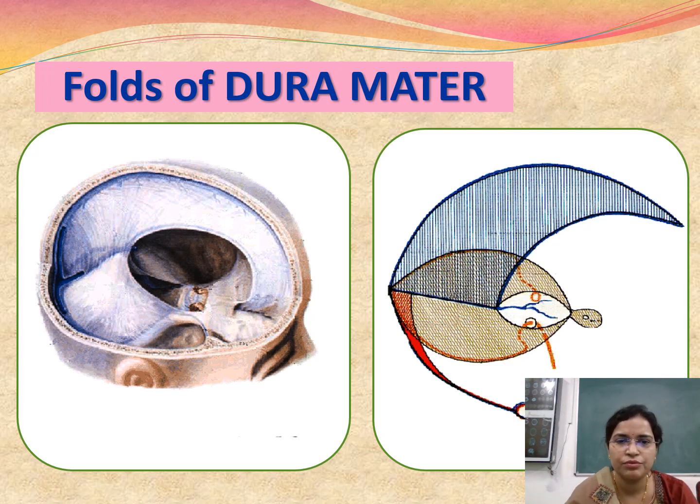Now folds of the dura mater. So this is the falx-shaped fold. It is called the falx cerebri, falx cerebelli, tentorium cerebelli, and this is the diaphragma sellae. These four are the folds of dura mater. Falx cerebri forms the partition between the two cerebral hemispheres. It gets lodged in the median longitudinal cerebral fissure, and this is the tent-like folding of the dura mater, called the tentorium cerebelli. It forms the roof of the posterior cranial fossa, and it separates the occipital lobes of the cerebral hemisphere from the underlying cerebellum.